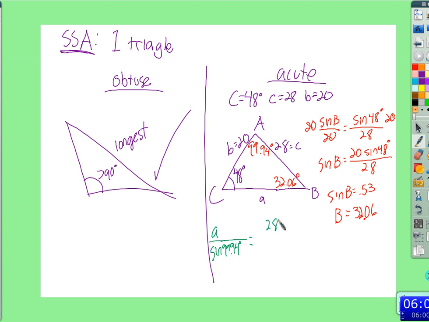So 28 over the sine of 48. A equals 28 times the sine of 99.94 over the sine of 48. Let's see what we have. While you're doing that, it's the biggest angle, so it should have a big side. That's one thing. Bigger than 20 or 28. We're double checking. You can make sure that works out. Probably because you forgot to close the parentheses somewhere.